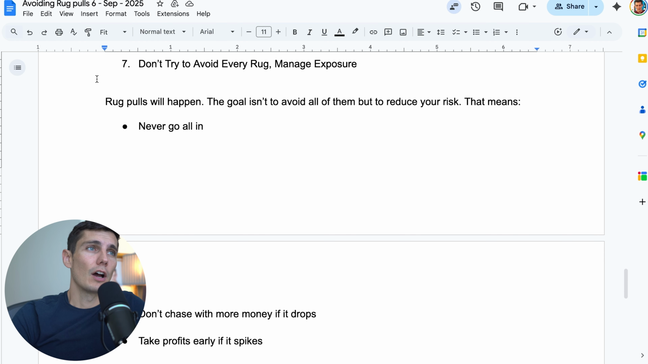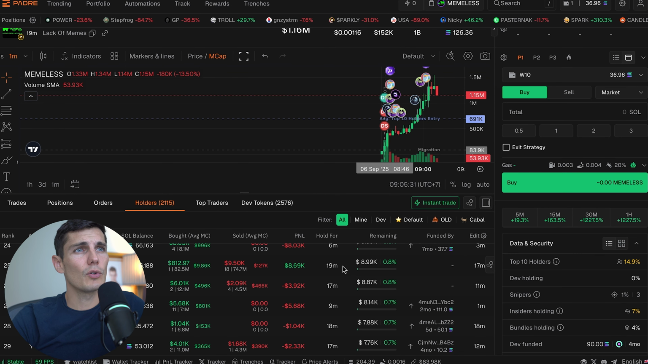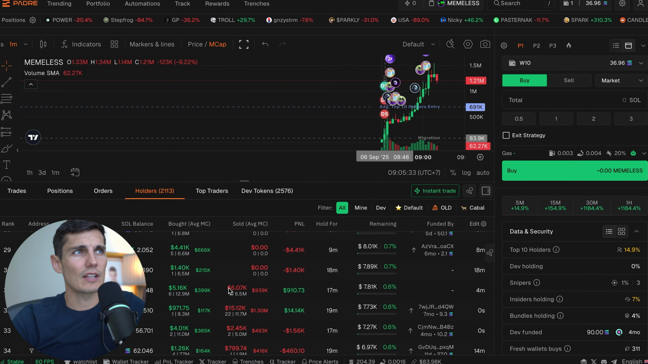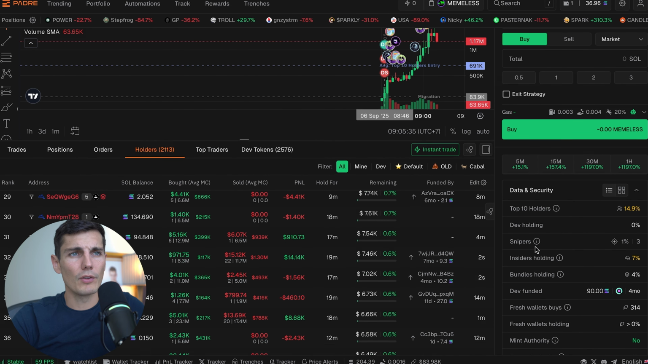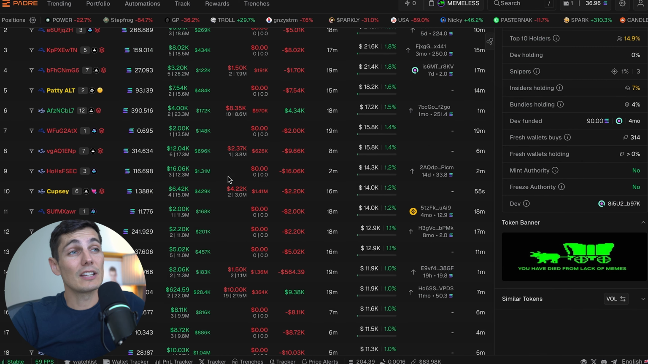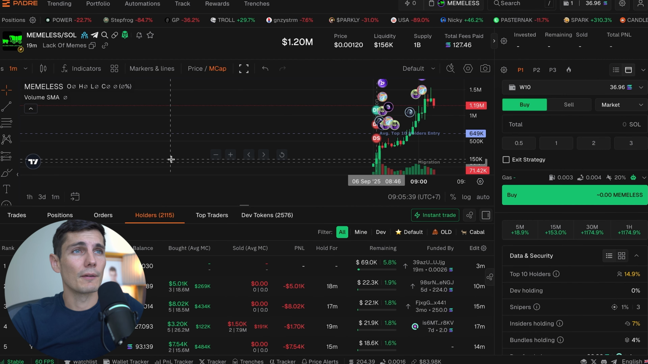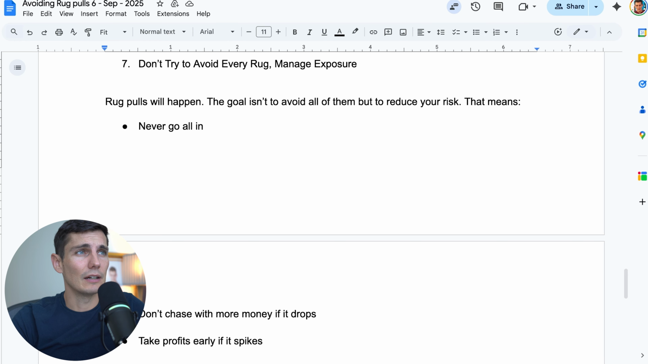And step number 7 seems weird: don't try to avoid a rug. Manage exposure. A lot of people will say, oh, I don't want to go into rug pools. And then they're not going to go into a coin like that because it says there is a high number of bundles, but it can still work. And that's the thing, it doesn't matter. We don't even know what the bundlers are going to choose to do.